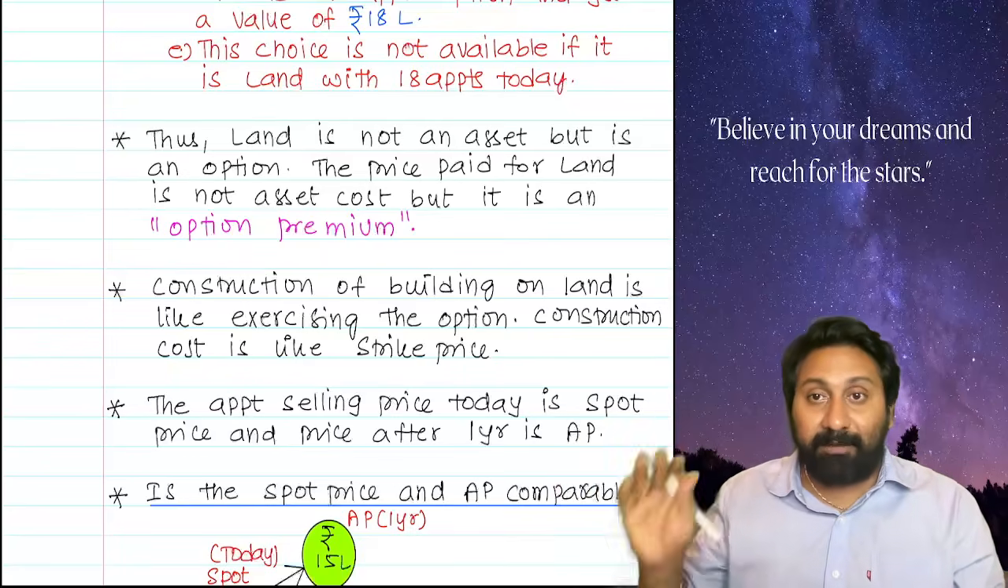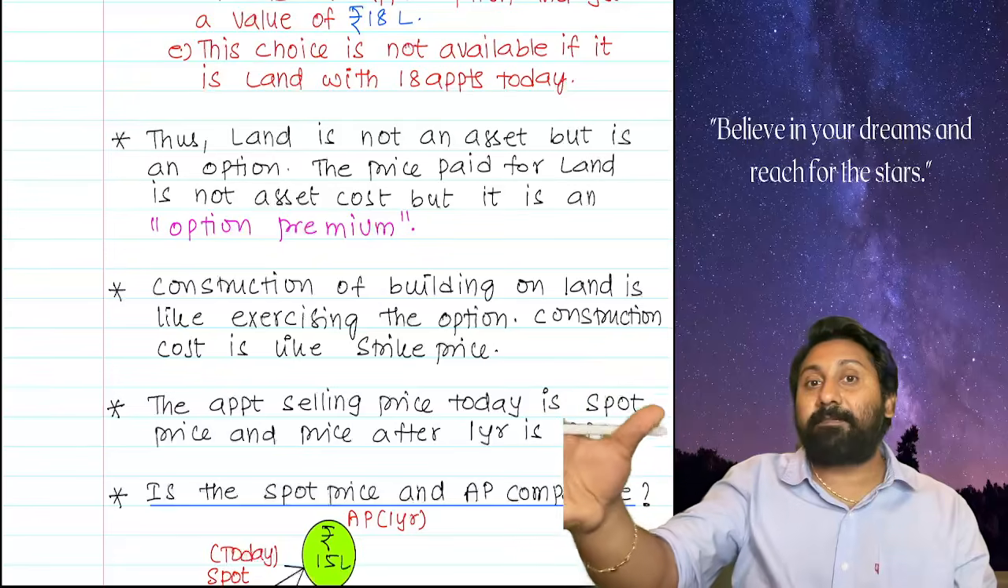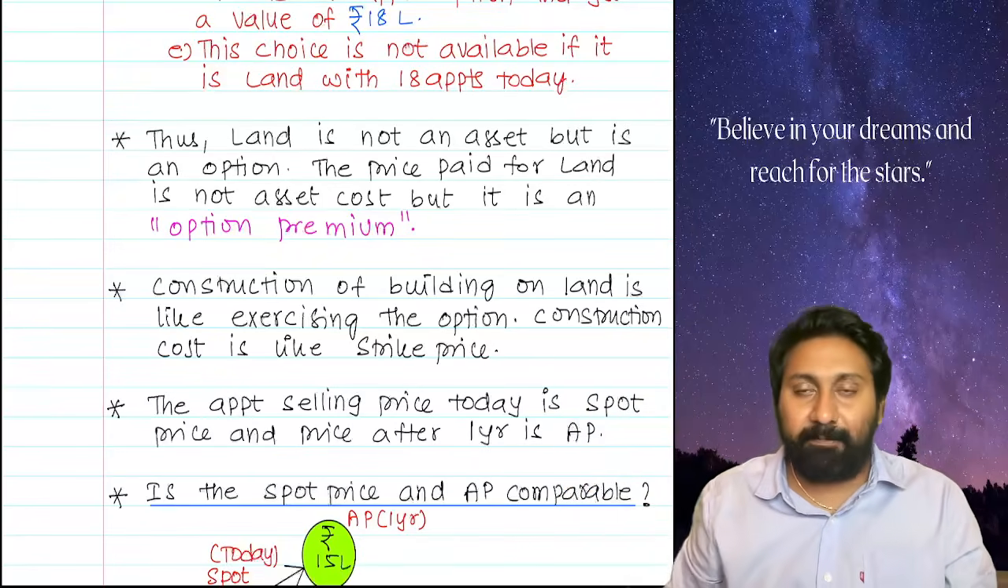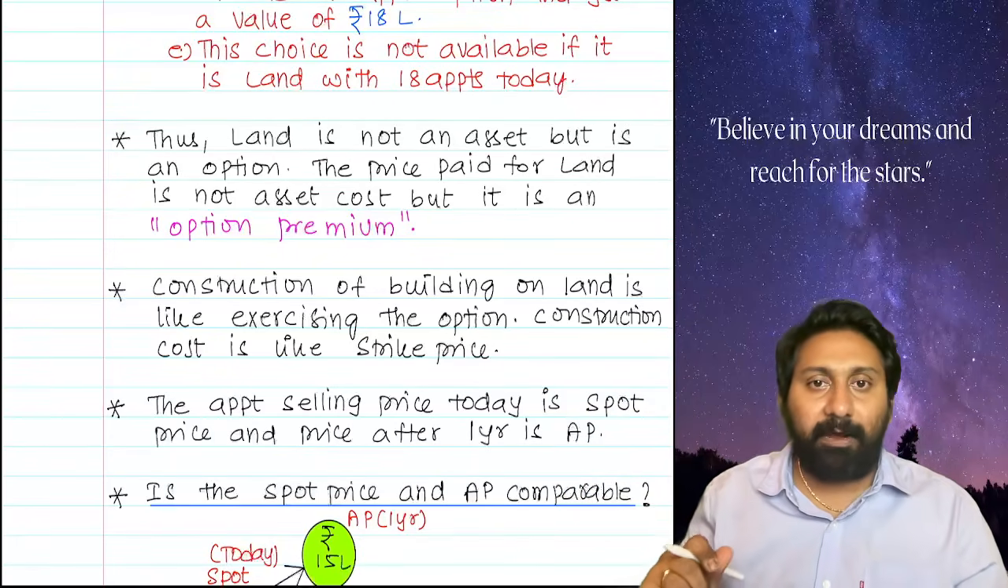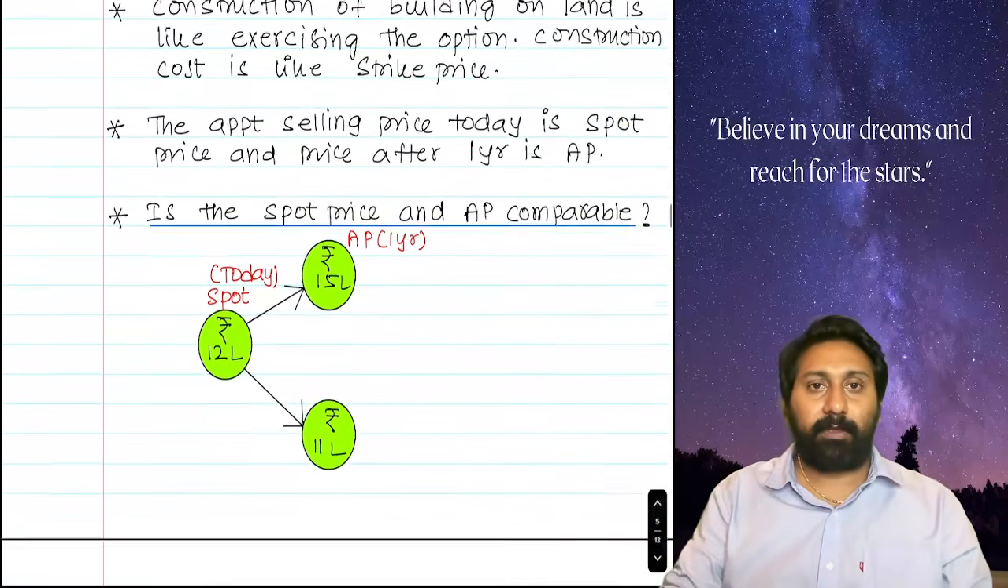Construction cost is like a strike price. That's why construction cost is like a strike price. Any outflow will be the strike price. Any inflow will be the selling price, which is the spot. Apartment selling price today is the spot and the price after 1 year is AP.